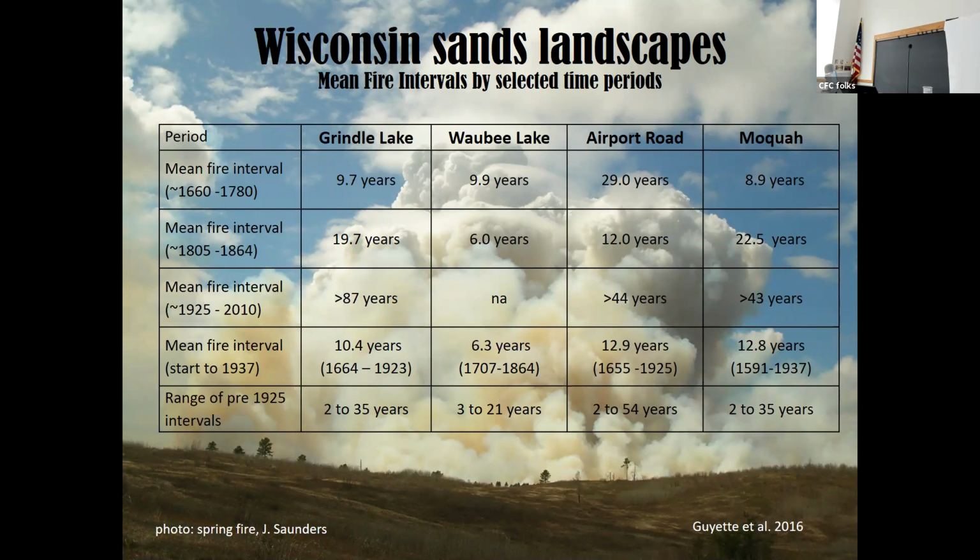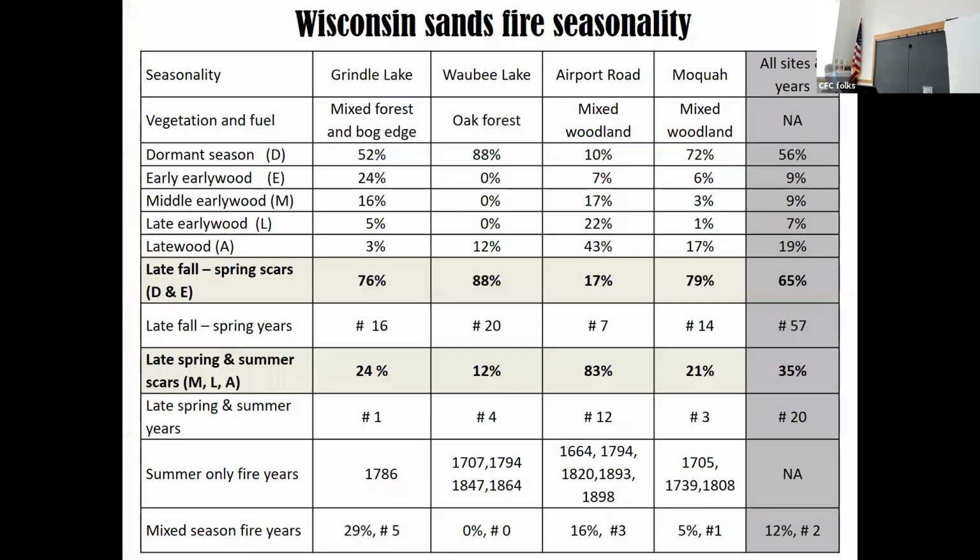This is prior to 1780. These are the average fire frequencies, 9, 9, 29, 9. Okay. Here's the ranges, 2 to 35, 3 to 21. So fairly similar throughout these different sites, especially because, you know, they were all red pine generated, but fairly different sites.